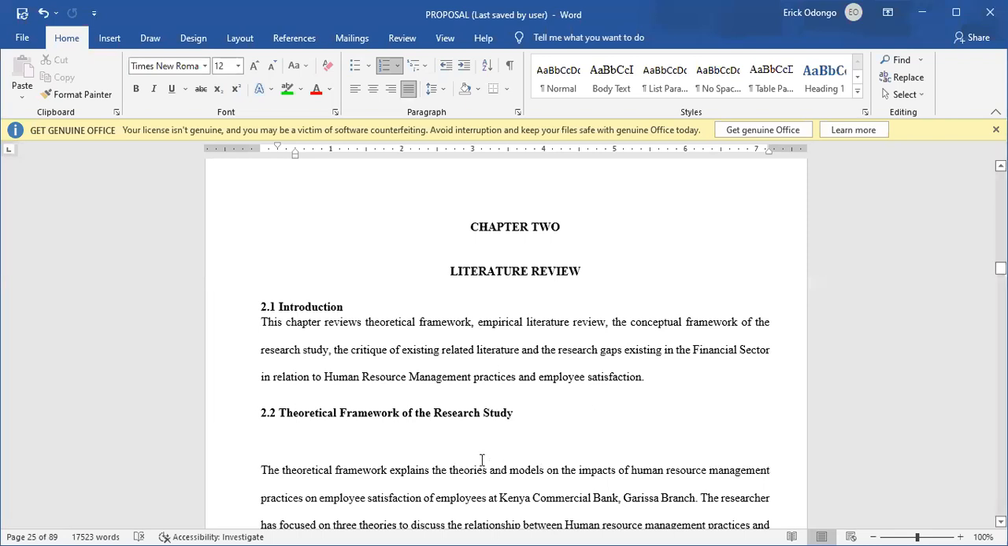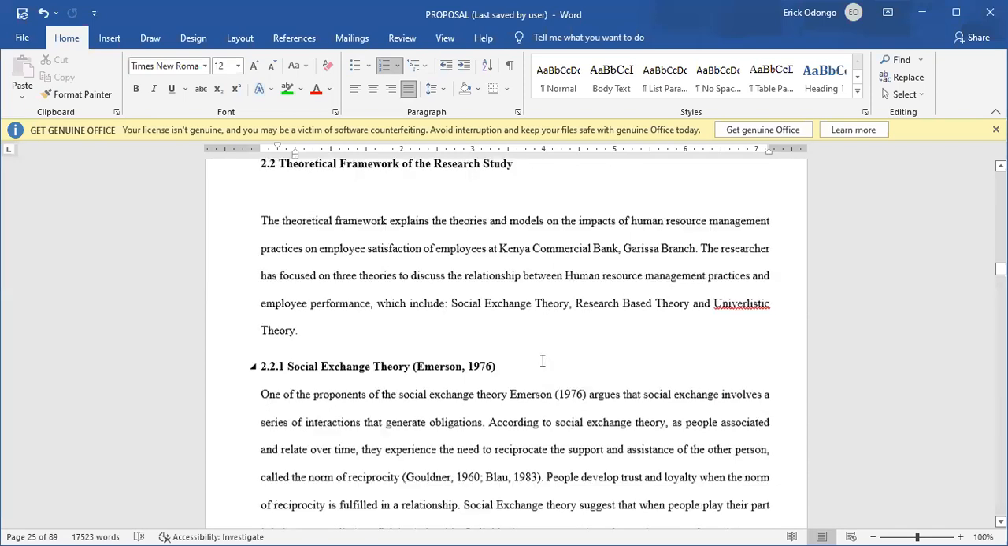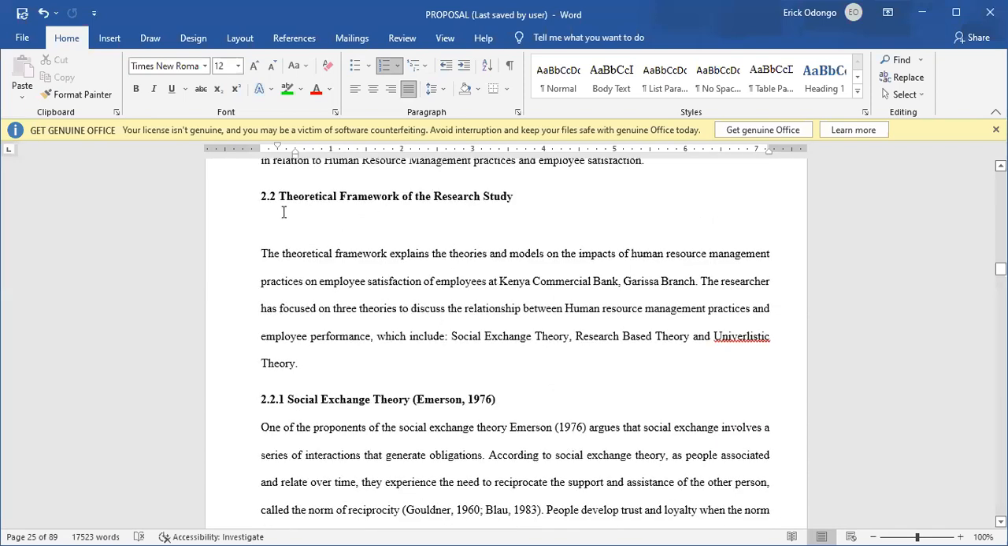Then 2.2 is your theoretical framework of the research study. It is important that you give an explanation of what the theoretical framework is. These are things you can find from different literature on the internet. You can Google and tell us what the theoretical framework is, but it is important that you give references, because at the end of the work, you will have the references. So give us the theoretical framework.